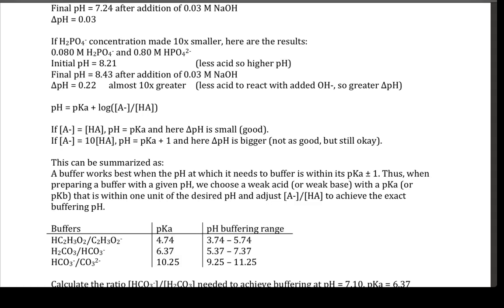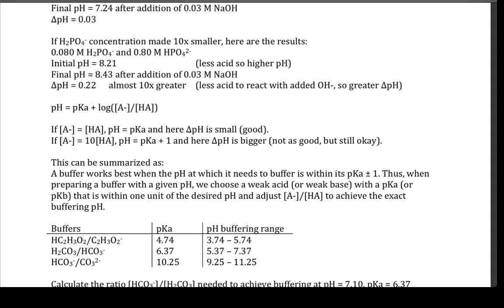So when we have some device that we need to keep at a certain pH, we need to store it in a buffer solution of a certain pH. What we do is we find a weak acid whose pKa value is very close to what we want the buffer pH to be. And then we set the A minus to HA concentration ratio to achieve the exact pH of our buffer.